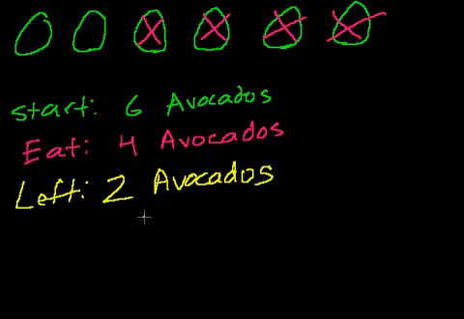So we just did subtraction. If I were to write this without having to draw avocados, we would have said 6 minus, you could view the eat as minus, taking away. So 6 minus 4 avocados is equal to 2 avocados.